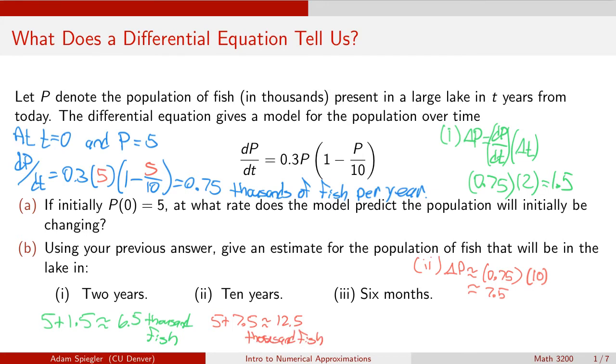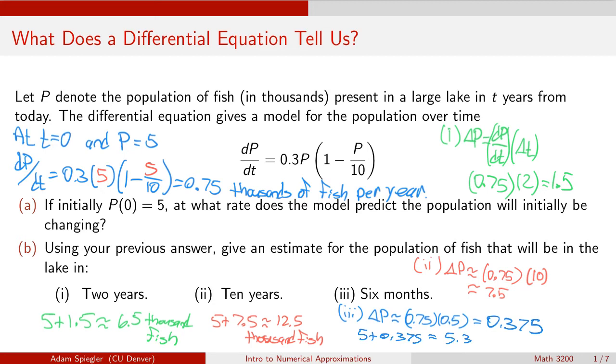Okay, and finally, for the last one, if we want to make a prediction for 6 months out, then our change in fish population, delta P, now would be approximately the rate of change 0.75, and now the change in time is half a year, so times 0.5. And that would give us a change in the fish population of approximately 0.375 thousand fish, and so that would be our increase. So we would add that to the original initial amount of fish, which was 5,000.